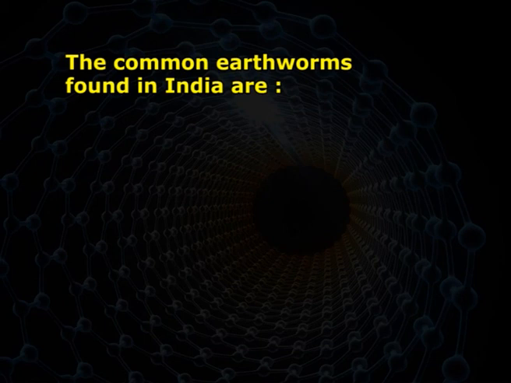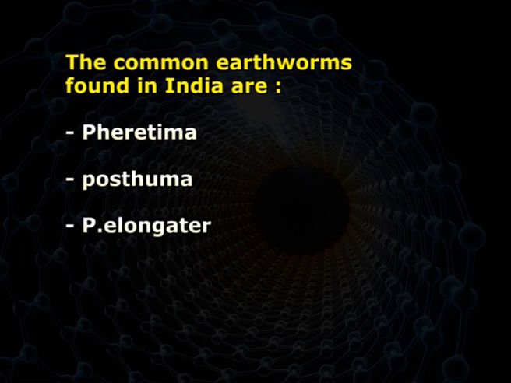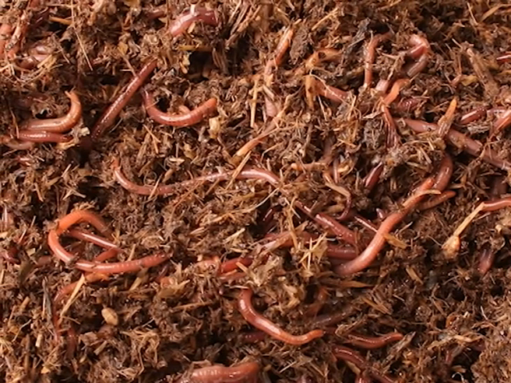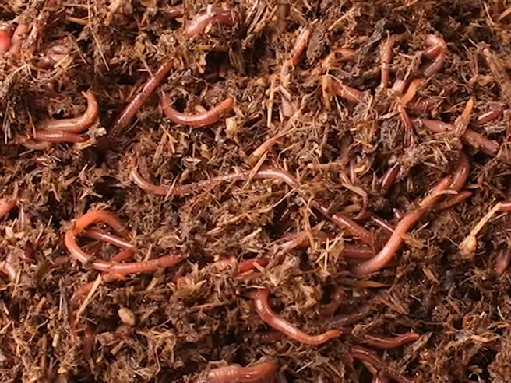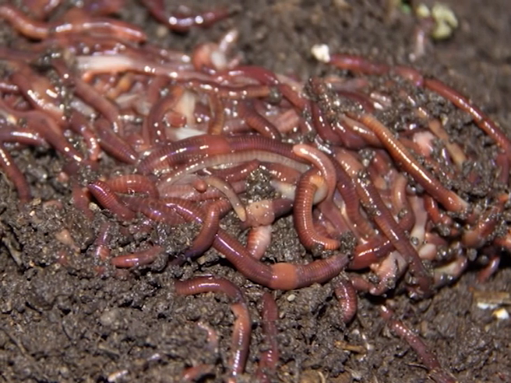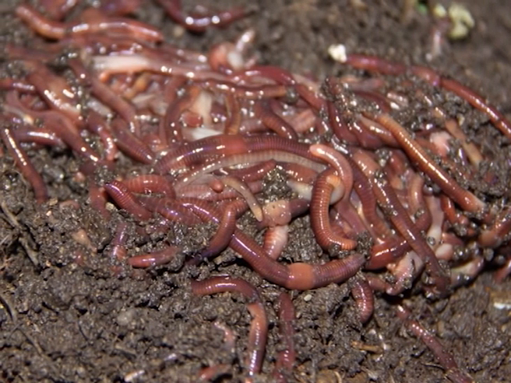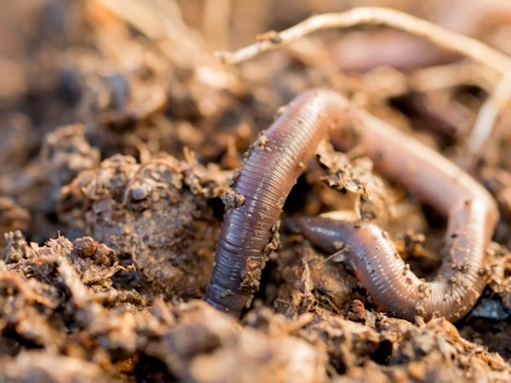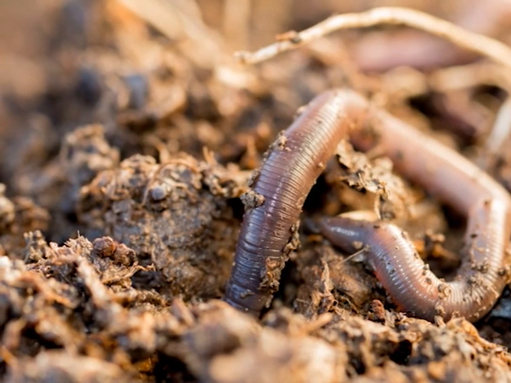The common earthworms found in India are Pheretima posthuma, P. elongata, Lampito mauritii, etc. Their population may vary from 1,25,000 to 10 lakh per hectare. They are active in the monsoon season. The worms prefer organic matter as their food. They also consume larvae of small animals and bacteria mixed with earth. The ingested soil and organic matter are ejected in the form of castings.